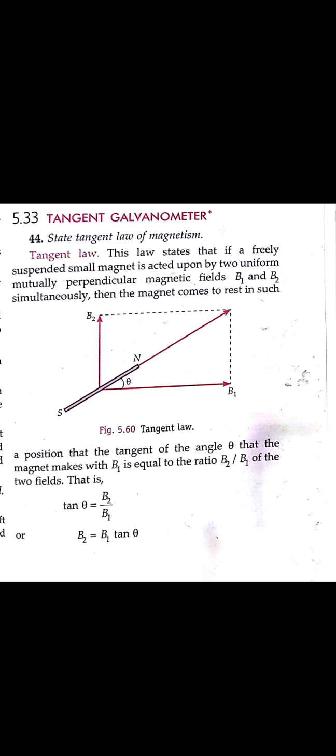And here we are going to see a different type of galvanometer, that is the tangent galvanometer, different from the moving coil galvanometer which we were using in the lab, right? Here we are going to see about the tangent galvanometer.